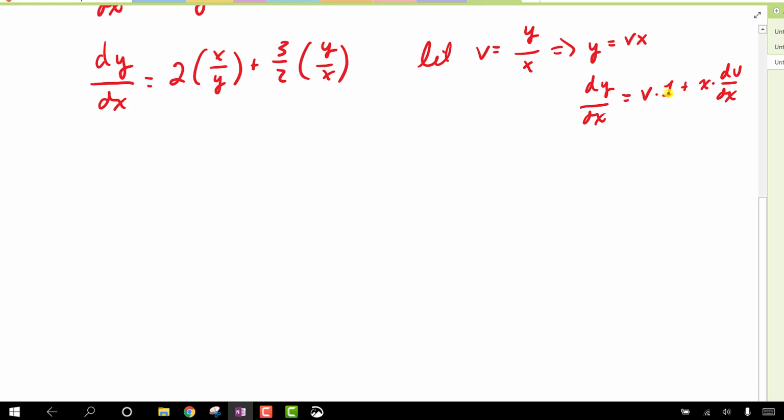The other thing is I'm going to replace this expression. v is equal to y over x, but here I've got an x over y. So the other thing we have to notice is that if v is equal to y over x, that implies that 1 over v is equal to x over y, inverting.